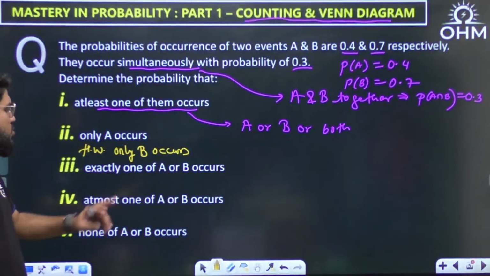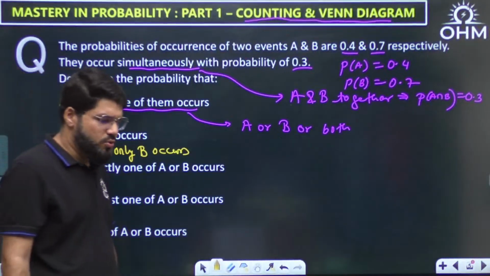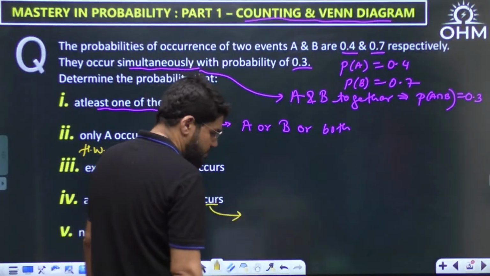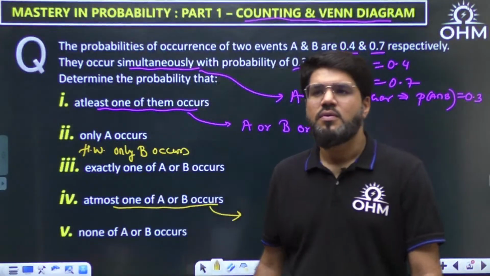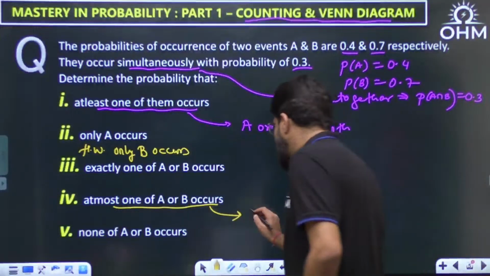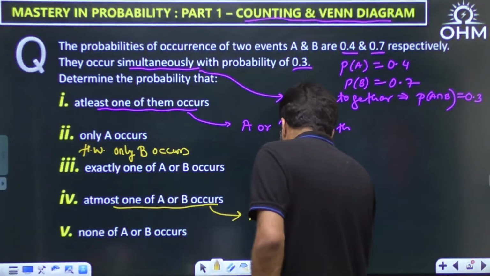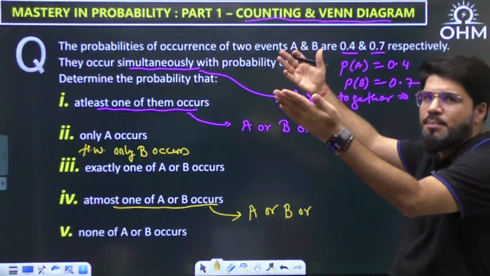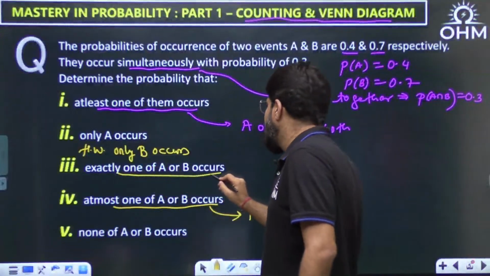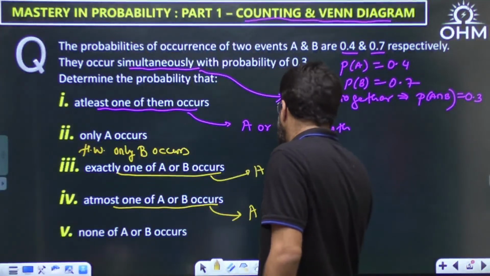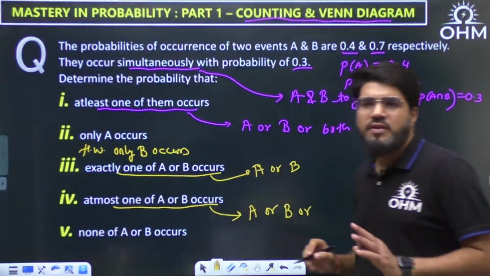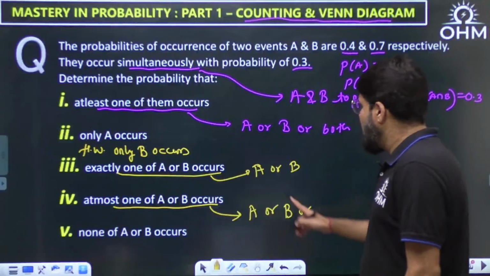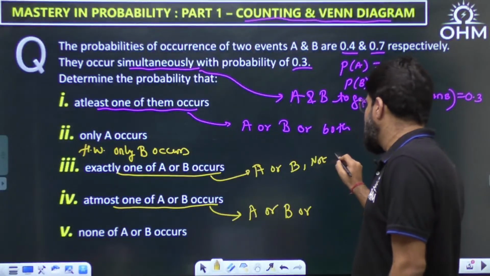Now come to at most one of A or B occurs. What will this be? At least one means A or B or both, more than one can also happen. Exactly one means exactly one of them, not more than one, not less than one: A or B, but not both. That was the condition.